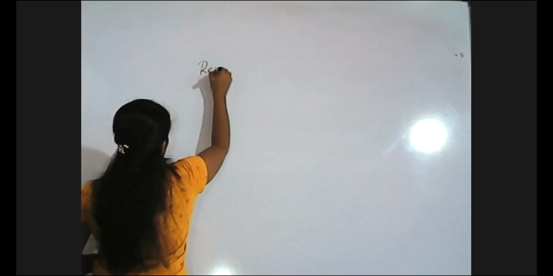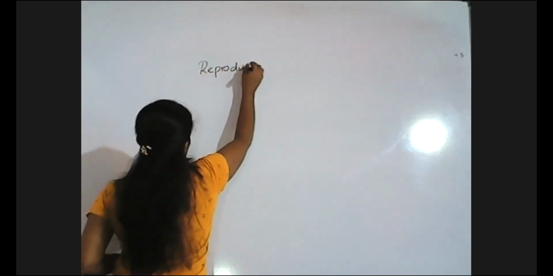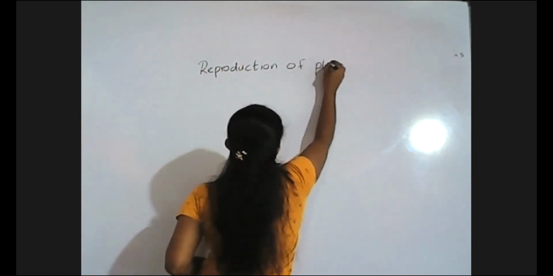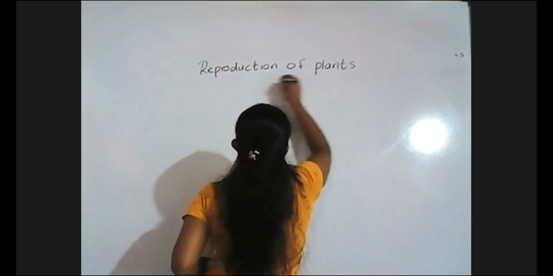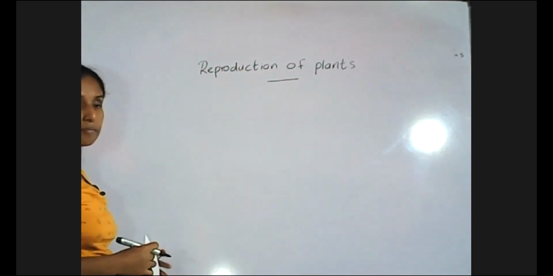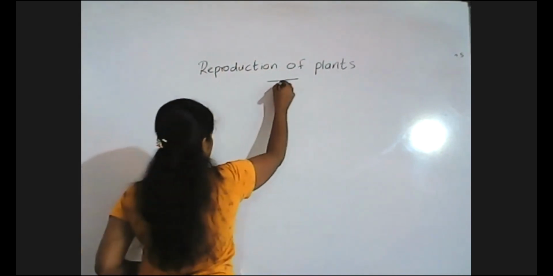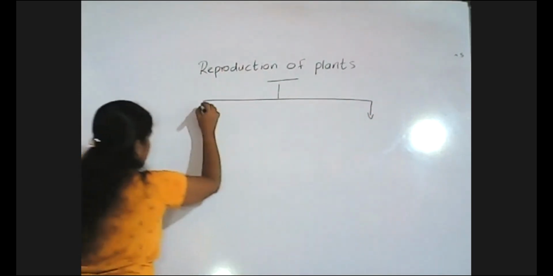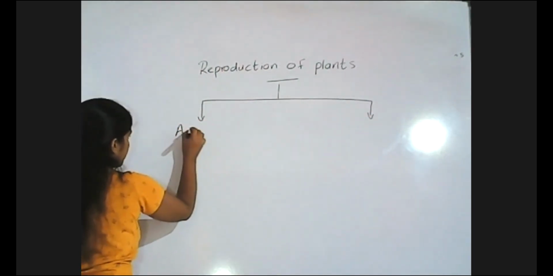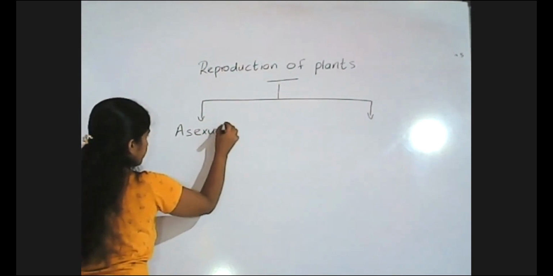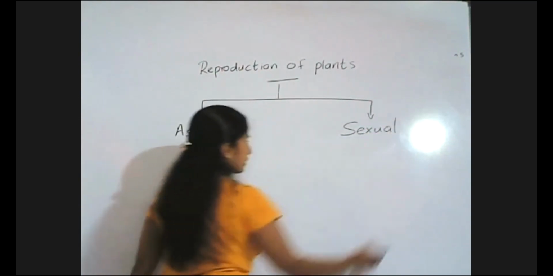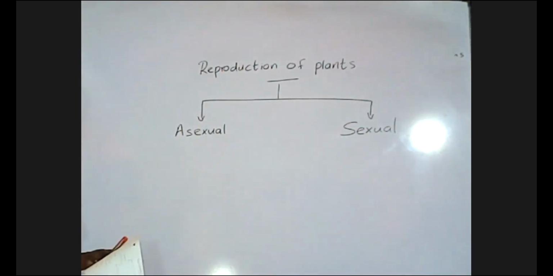Reproduction of plants. In plants also, we can identify both asexual reproduction and sexual reproduction.